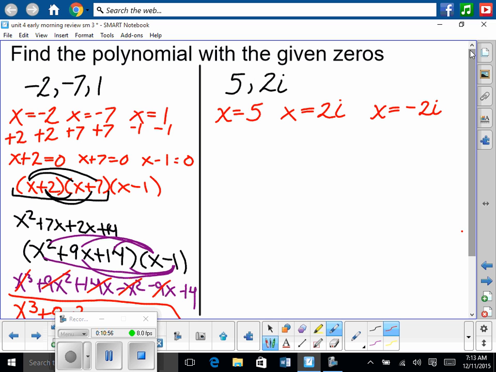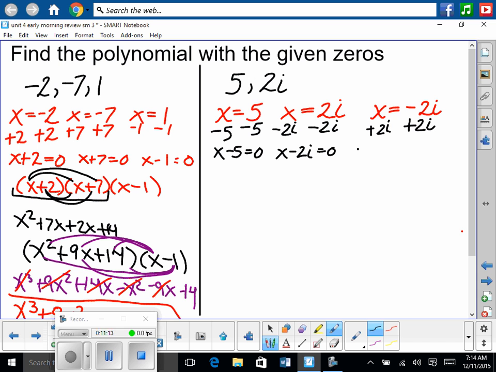Then from there, bring things over. Subtract 5. You've got to bring them over correctly. We have x minus 5 is equal to 0. Subtract 2i. So I have x minus 2i is equal to 0. Add 2i. So x plus 2i is equal to 0. Because they're all equal to 0, we can now multiply them together.